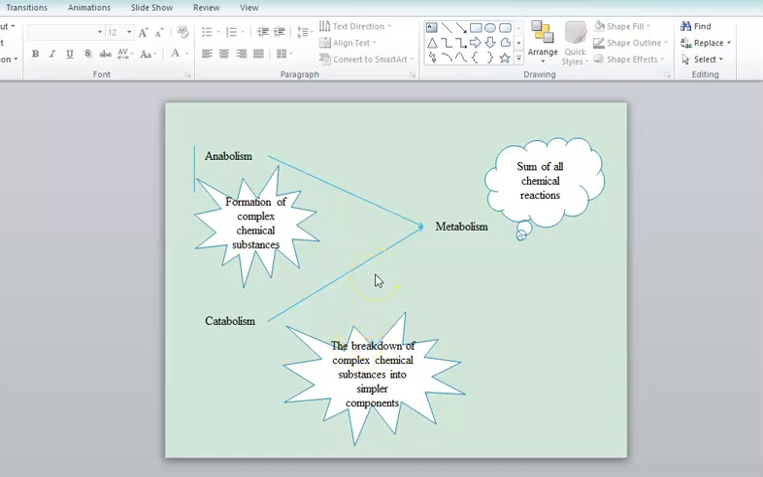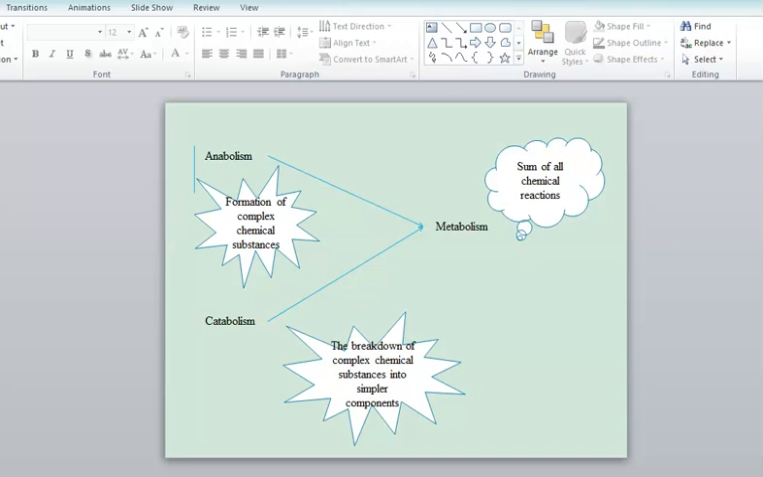Another example I can say about this metabolism is the digestion process. When we ingest food, what is happening? Digestion. Digestion means catabolism. That is, it is breaking down our food into simpler parts so that the body can absorb it. When the body absorbs those simpler parts, it will utilize them to form complex chemical substances. That is, food is broken down to glucose. Glucose is absorbed by the body. Again, this glucose is utilized to form complex chemical substances. Okay, so that is metabolism.